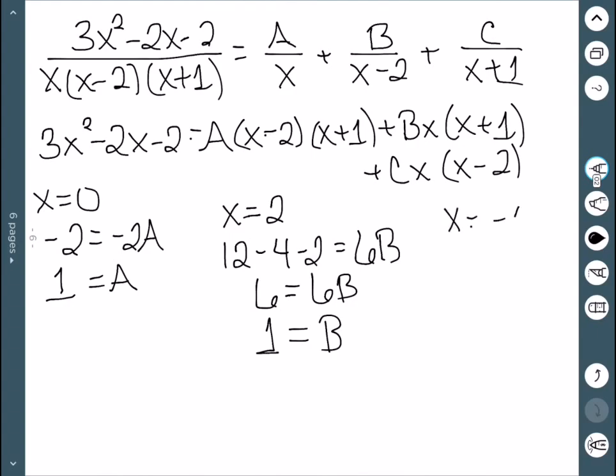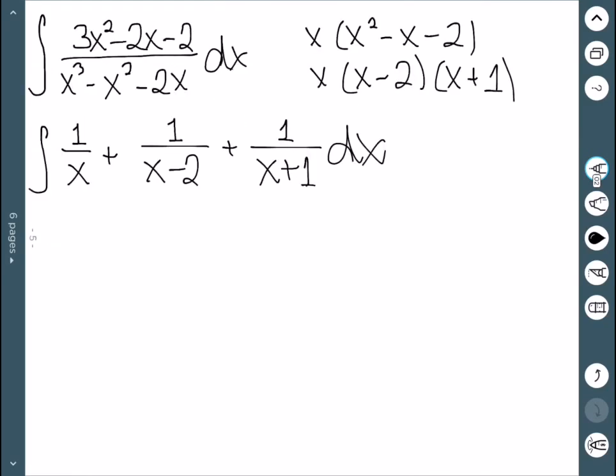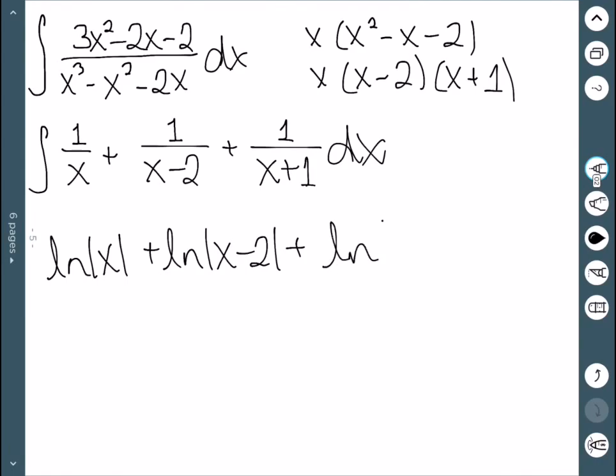Finally, I could let x be equal to negative 1. On the left, I'm left with 3 plus 2 minus 2. On the right, the a term and the b term cancel, and I'm only left with the c term, which is 3c. So we get that all three values are 1. Going back to our original integral, the integral of 1 over x is ln x. The integral of 1 over x minus 2 is ln of x minus 2. And the integral of 1 over x plus 1 is ln of x plus 1. And then plus c.